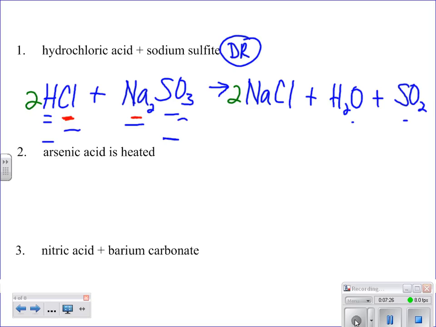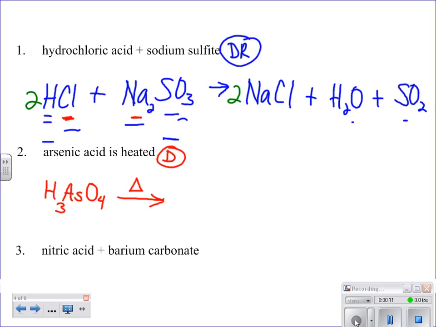Okay, number 2, here we have arsenic acid. So arsenate. Anybody remember arsenate? AsO4. What's the charge of arsenate? -3. So there's arsenic acid. It's heated. What type of reaction? Decomposition. So we would look at our decomposition cases. Do we see any special? So number 5, it says some acids decompose to form water plus a non-metal oxide.